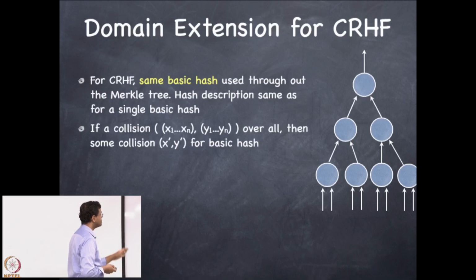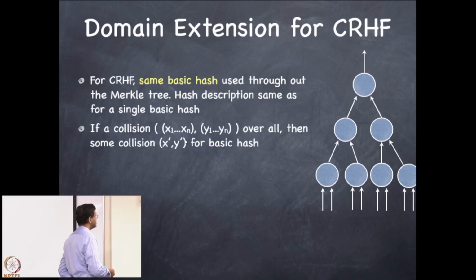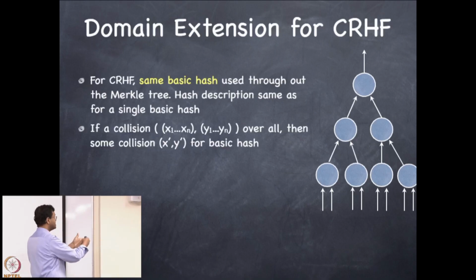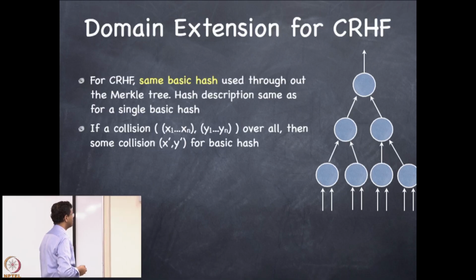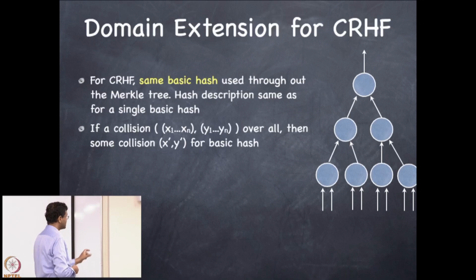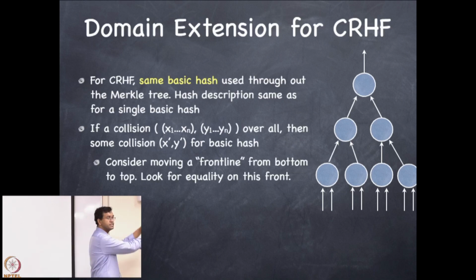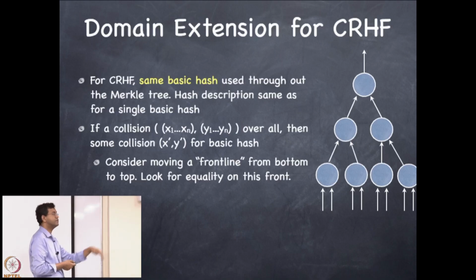Yeah, so suppose there's a collision, x1 to xn and y1 to yn. So this x1 to x8 and y1 to y8 both hash to the same output value. I'm going to find a collision for the basic hash, right, a single node. Here's what I'll do. I'll write down this entire computation in this tree, like in every edge I write down the value of that block.